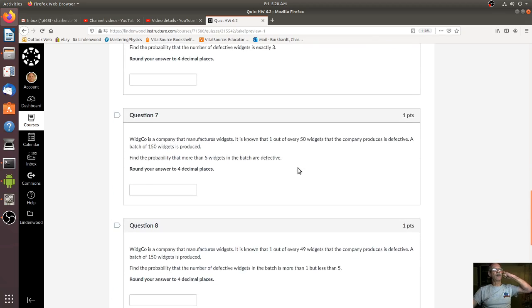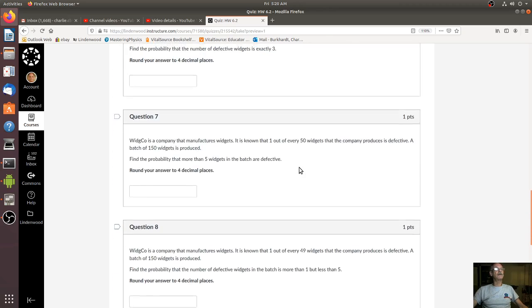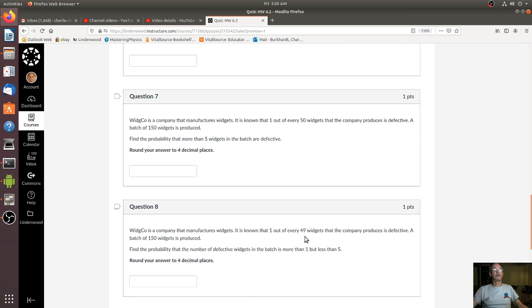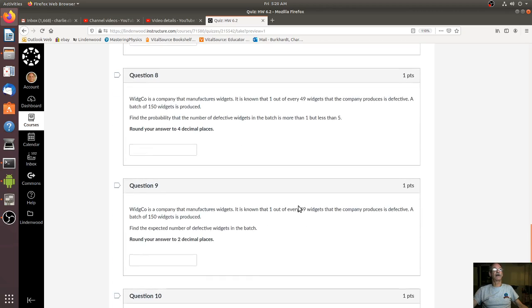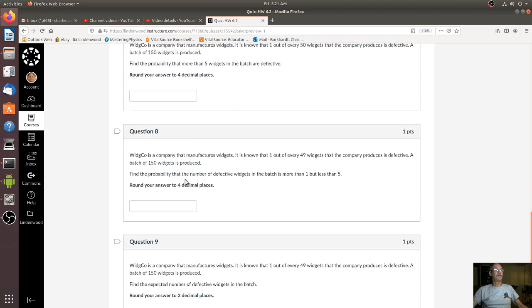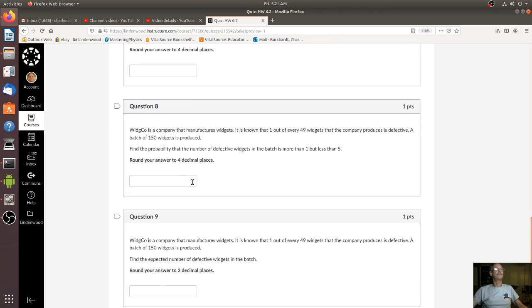6, 7, and 8 are all widget companies. So is 9 and 10. So these are all widget companies. The probability of success is going to be whatever, 1 out of 50 in this case, 1 out of 49 in this case, and 1 out of 49 in this case. The number n is going to be however many widgets you have: 150, 150, 150. It's 150 in all of these.